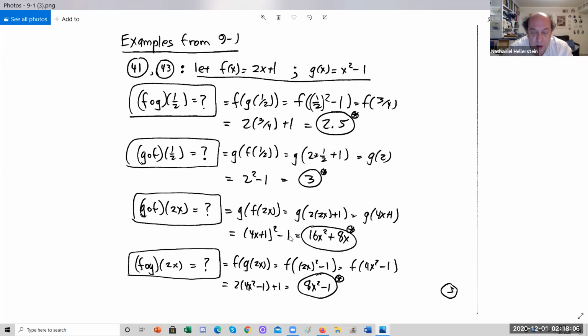4x plus 1 squared minus 1. After a bit of algebra, it's 16x squared plus 8x. Here's f of g at 2x. What's that? Well, f of g of 2x is 2x quantity squared minus 1. That's f of 4x squared minus 1. Twice that plus 1. Twice 4x squared minus 1 plus 1 is, do I have that right? Yeah, 8x squared minus 1. And again, you can see that these are quite different. The order matters. It's called non-commutativity.